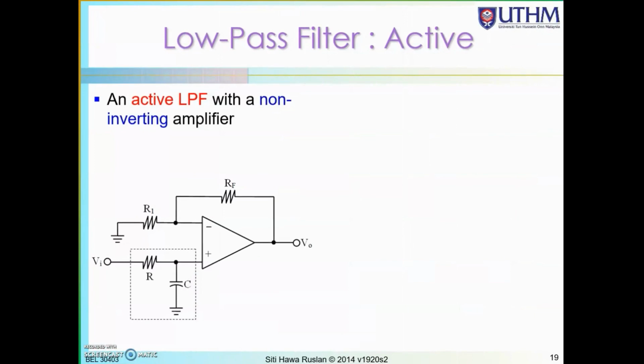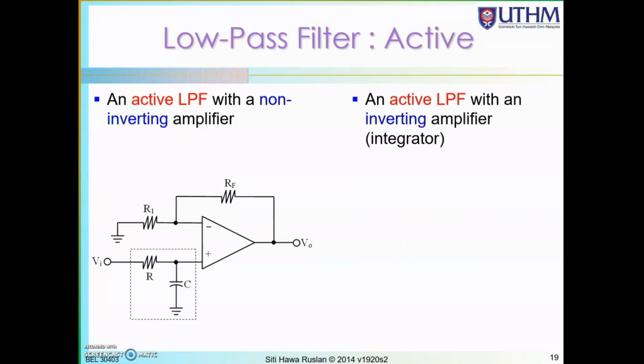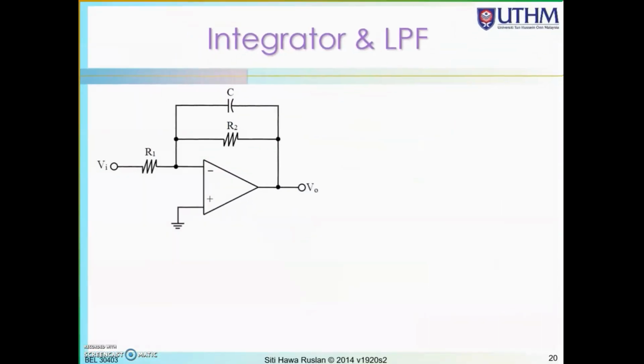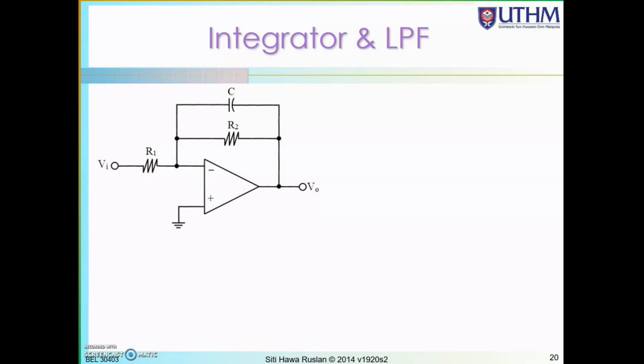And now we move to the non-inverting amplifier to an inverting amplifier. If you remember in chapter 1, we talked about the integrator. When we put a capacitor over here, it is an integrator. This integrator will act as a low pass filter. So how do I get the transfer function and the cutoff for this circuit?